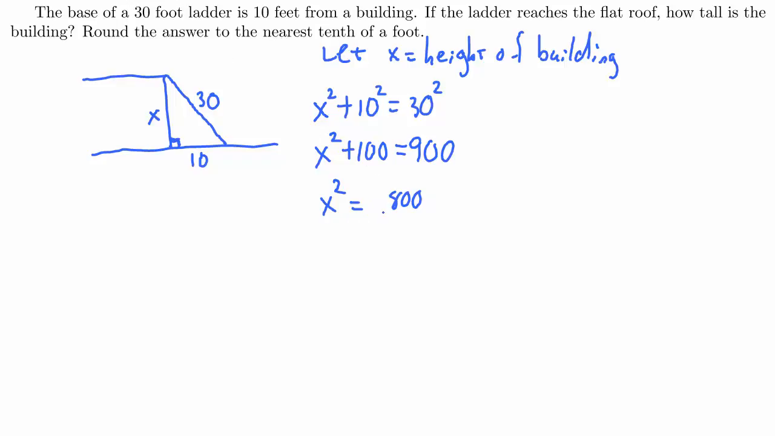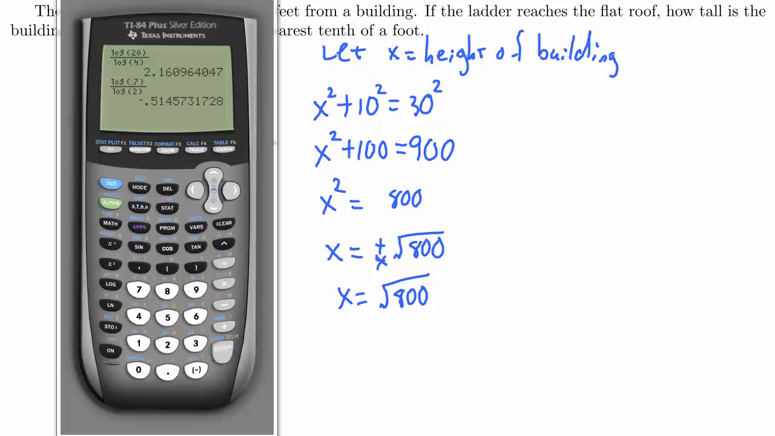Now I take the square root of both sides, so x is going to be equal to plus or minus the square root of 800, at least mathematically. But because this is a word problem, I reject the negative. In other words, x is just the square root of 800. Now, at this point, you need to type this into the calculator because it wants us to round the answer. So go ahead and get your calculator out.